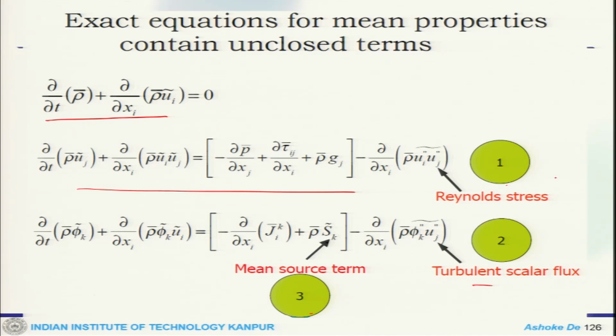Now in order to do that, we have also discussed the different PDFs: the velocity PDF, the velocity scalar PDF, and also the scalar PDF, and then we started looking at the governing equation. This is what we are up to. Once you look at the Favre averaged equation system, you get three unclosed terms, number 1, 2 and 3. This is the Reynolds stress, the turbulent scalar flux, and the mean source term.